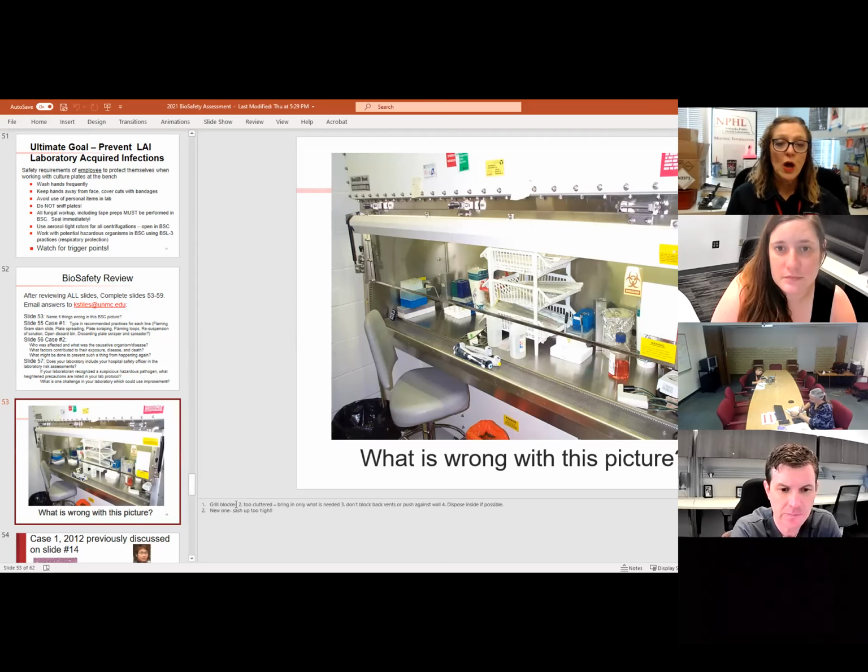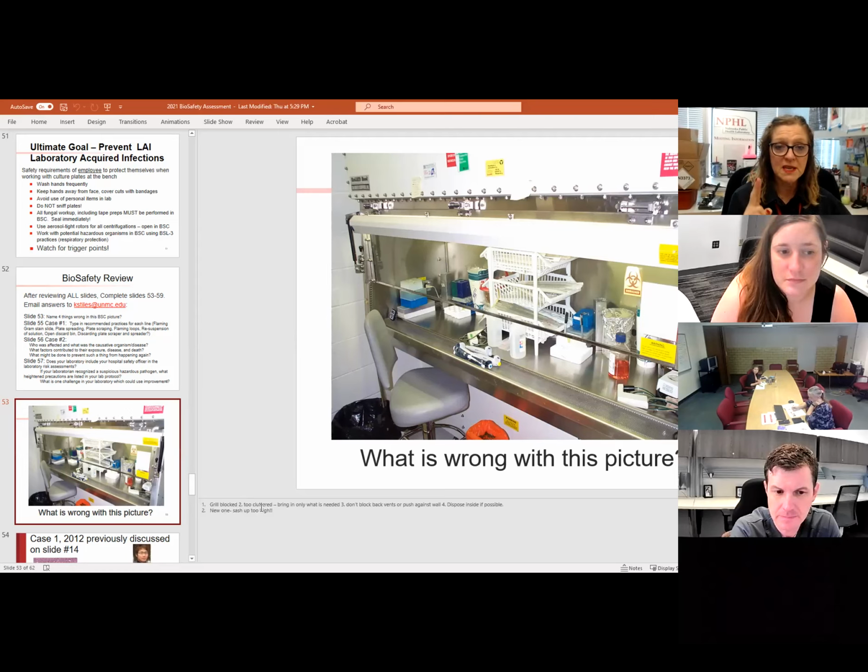I am guilty of this, and I have seen people put their protocol right here so that they can refer to it as they're working on a procedure, and maybe they're not as familiar with that procedure, and that's just a no-no. So again, protect yourself, make sure there's nothing on the grill.